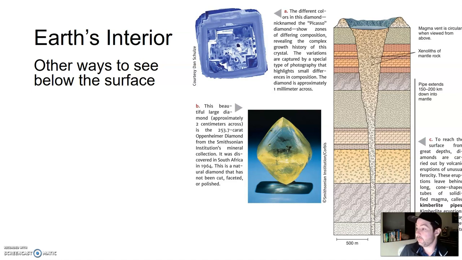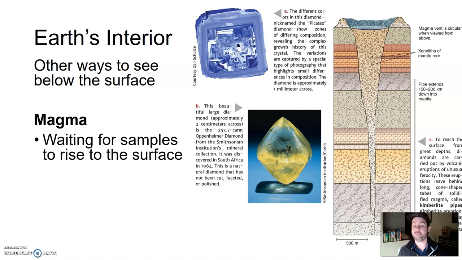There's other ways to see below the surface as well. For example, we can wait for samples of what's inside the Earth to come up. Magma is what we call liquid molten rock below the crust, kind of between the mantle and the crust. Bits of the mantle will melt because the mantle is mostly solid. But under certain conditions, mantle material will melt in certain places, becoming less dense, pushing its way up through the crust. Magma becomes lava once it gets at or near the surface. So in essence, it's bringing up that stuff from the mantle up to the surface.